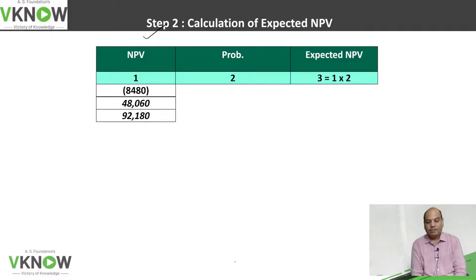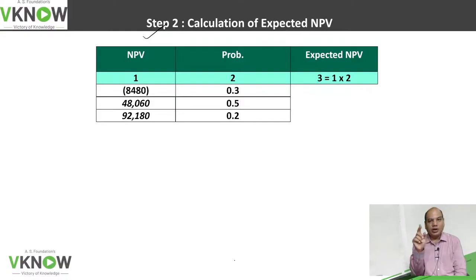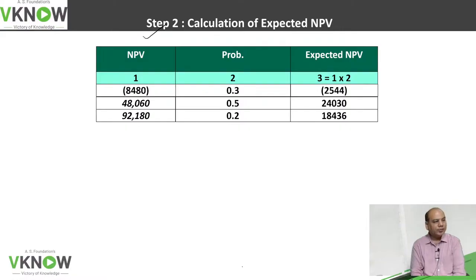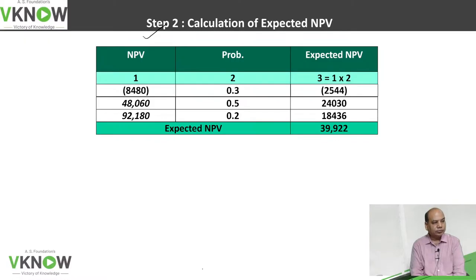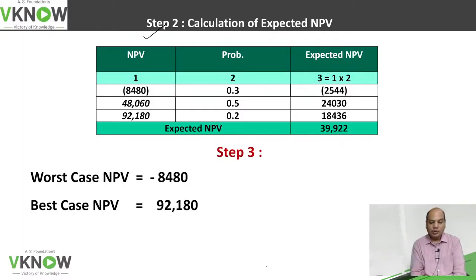These are my 3 NPVs and these are their probabilities. Please multiply and give me the total. What is the answer now? Total please, total, come on. What is the total of the last column? Total of the last column is 39922. This is my first answer, expected NPV.